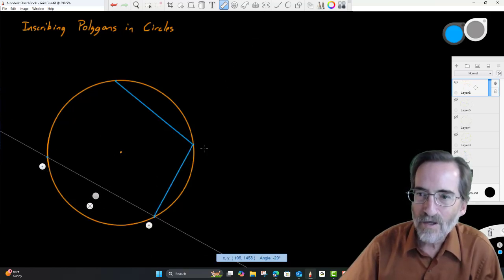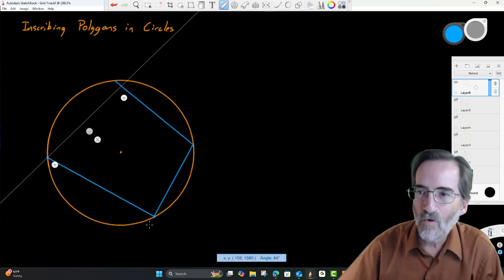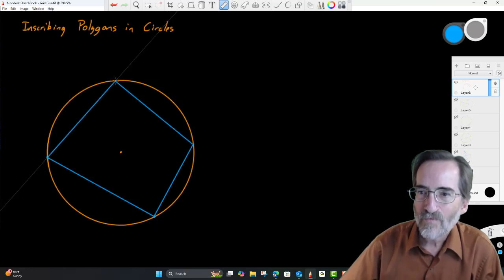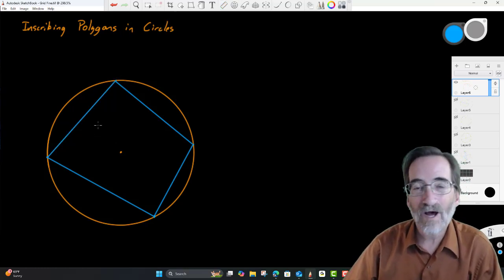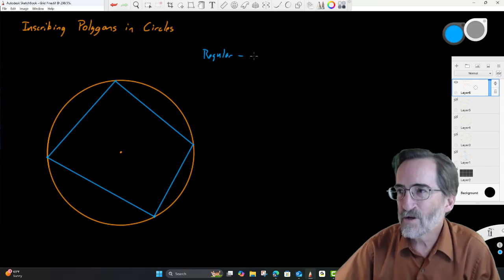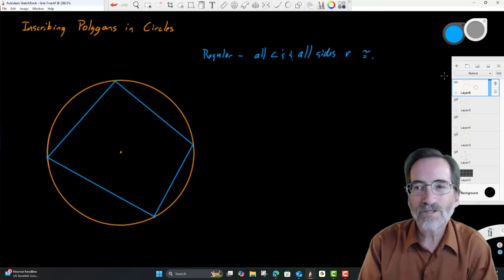Regular. Okay? Regular has a specific meaning here. It doesn't mean ordinary. It means repeated. The train schedule is regular. That means it comes every half hour, every hour. And in the case of polygons, it means all angles and all sides are congruent.